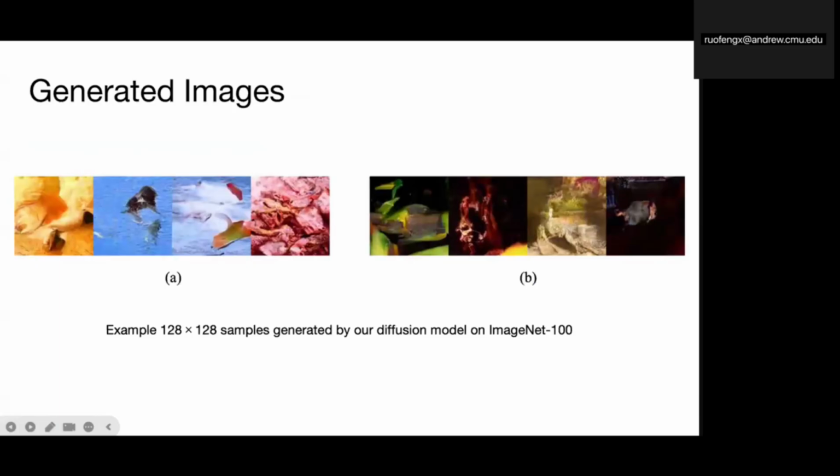Here are some samples from our diffusion model. They generally capture overall color and rough object shape, but many are still blurry or distorted with artifacts.